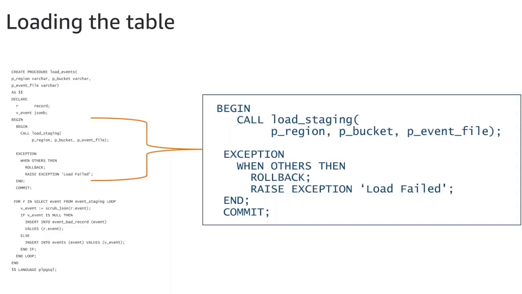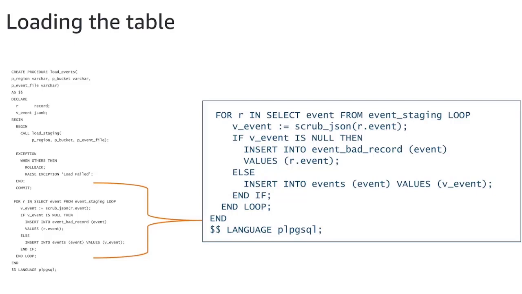Then we'll load each of the rows. And we'll first scrub the JSON. And we'll get into details on what that means in a moment. But if scrub JSON returns null, we'll put it into a bad record table and come back later to analyze what happened. Otherwise, we'll put it into the main events table.